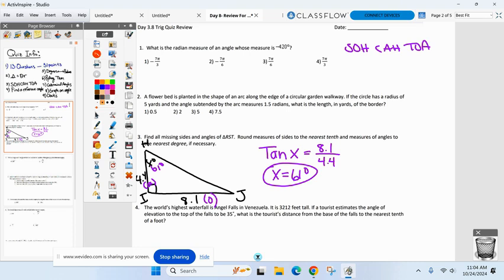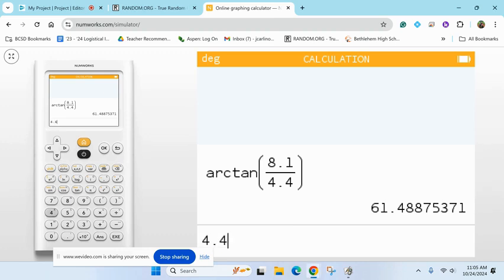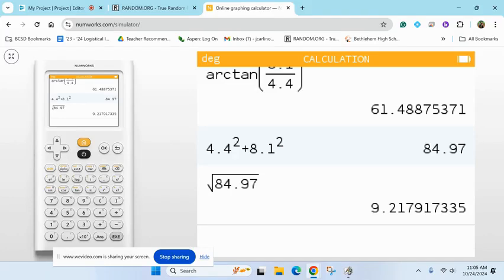You could do other options, but just because I want to show different versions here, a squared plus b squared equals c squared. What goes in for a and b? 4.4. 4.4 squared plus 8.1 squared equals c squared. And hopefully we can handle that. And then remember at the end, we take the square root. Everyone, when you get there, make sure you check mine here. I'm getting 9.2 because we got to round to the nearest tenth for a side.